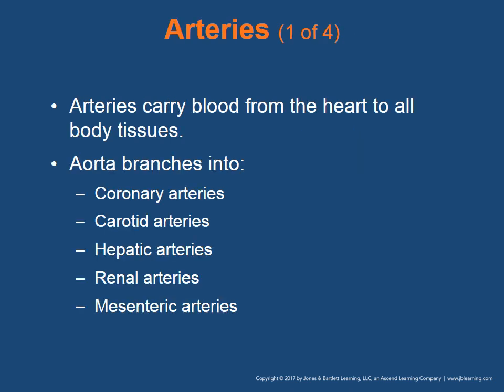So, arteries carry blood from the heart to all the body's tissue. The aorta branches into the coronary arteries, which feed the actual heart itself. They go up to the carotid arteries, which feed the brain and give it the rich blood supply it demands. The hepatic arteries of the liver, right? It needs a rich blood supply. It filters blood, very vascular. And the renal arteries of the kidneys need a constant supply of blood, and then the mesenteric arteries as well, for the digestive system.